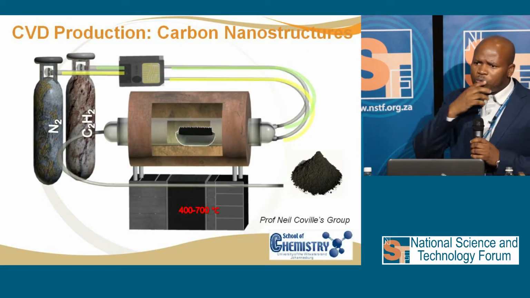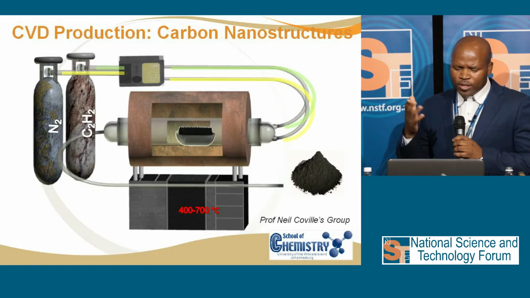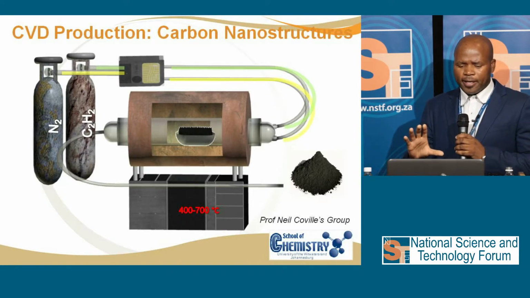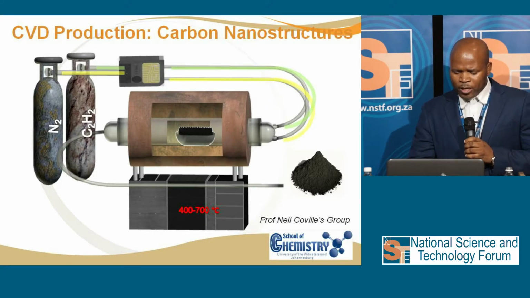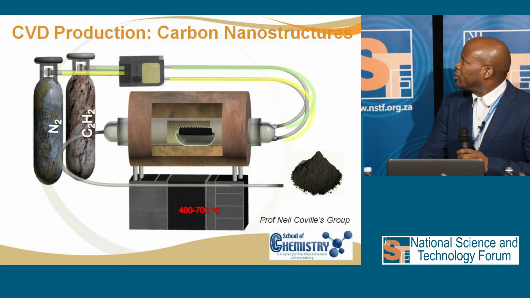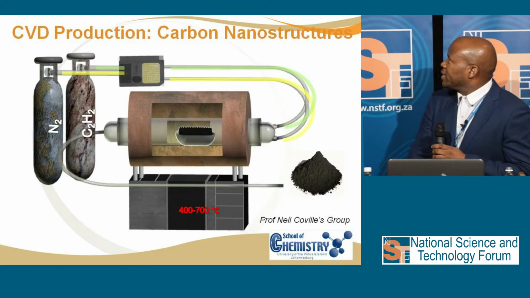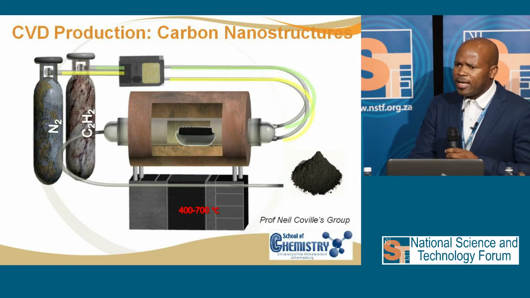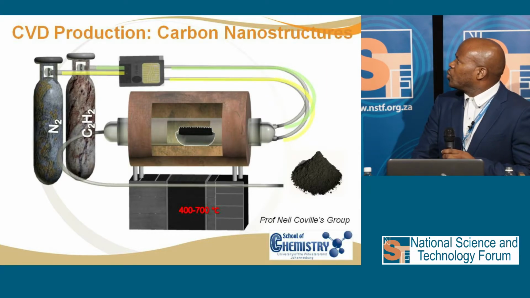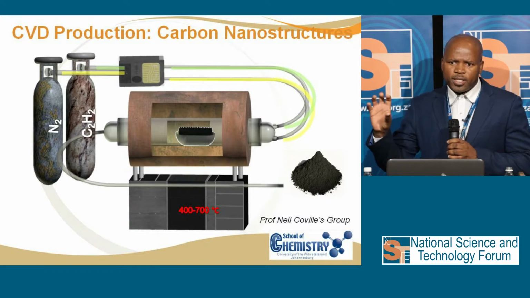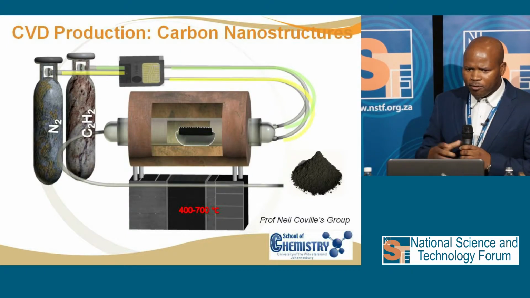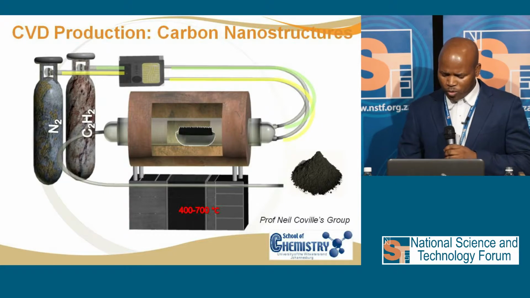So the question will be, how is this actually made? This is just a simple system where the carbon is made. You have just gases, in that case, such as nitrogen and acetylene, that are used in the process, and then you just need to have a substrate, and you pass your gases through the substrate at high temperatures, and then you've got your carbon being formed there. So basically, that's the process that is used. This is taken from Prof Niels Colville's group at Wits.